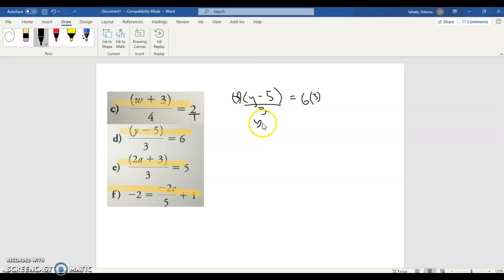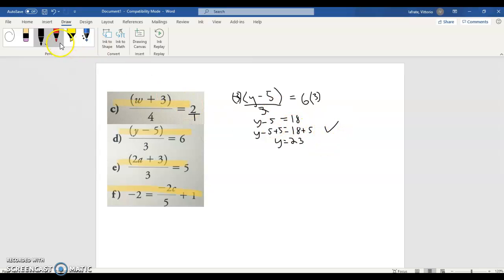So now we get y minus 5 is equal to 6 times 3, which is 18. And then we get y minus 5 plus 5, to get rid of that 5 there, is equal to 18 plus 5. And then we get y, because minus 5 plus 5 is 0, is equal to 23. Then you can do a left side, right side table, or do a quick glance, just take a look. 23 minus 5 is 18, divided by 3, that's 6. So I know I found the right solution.